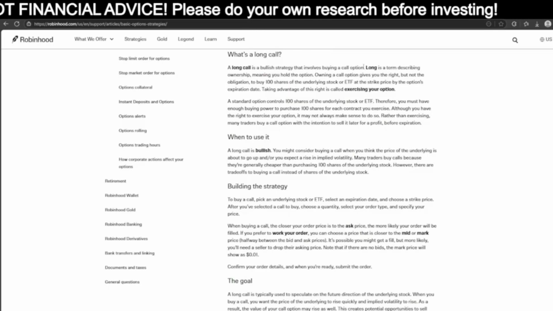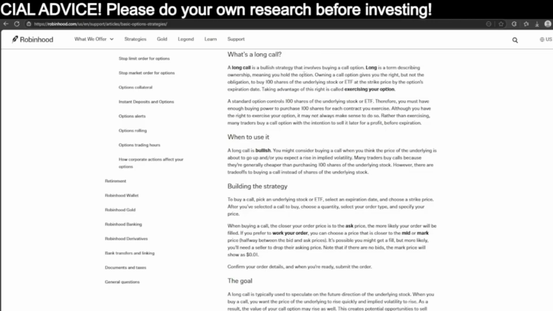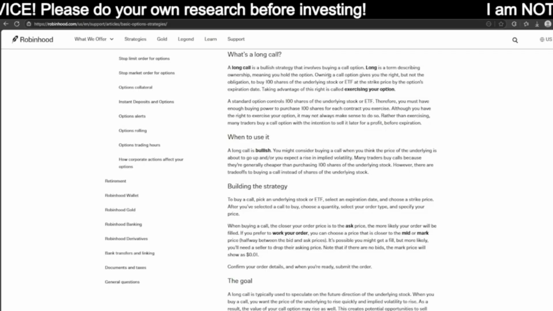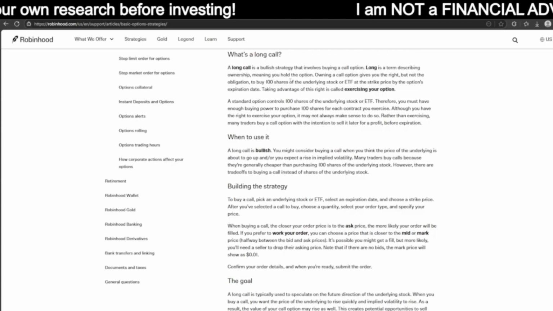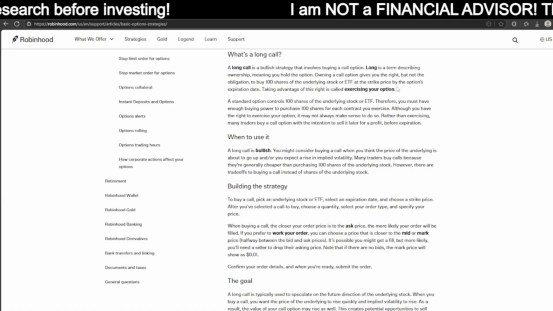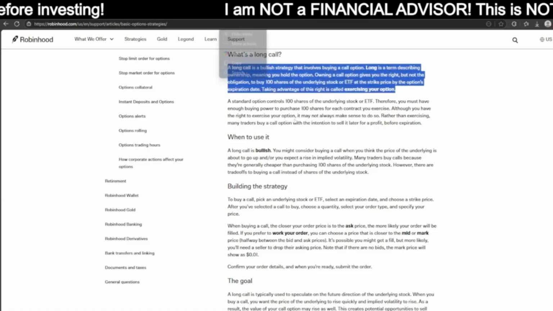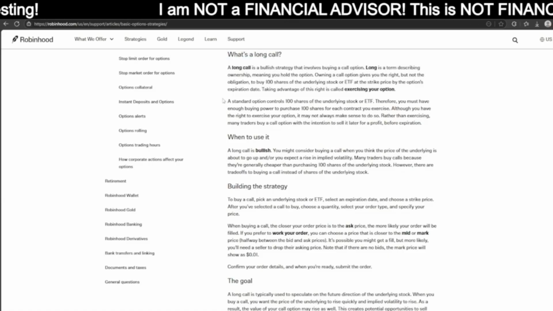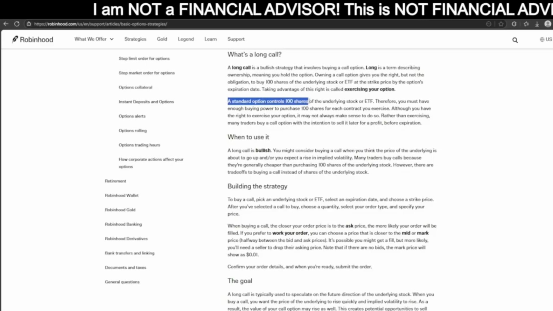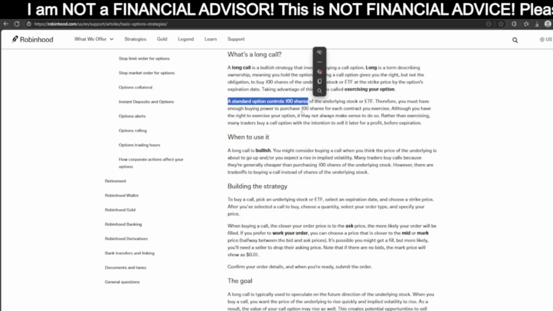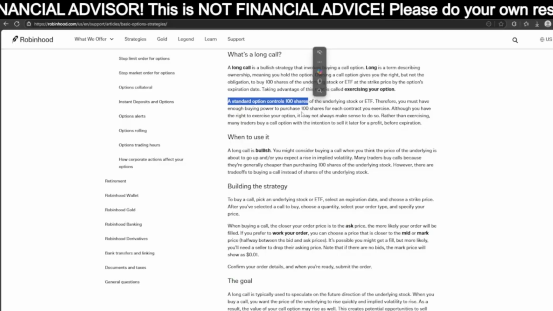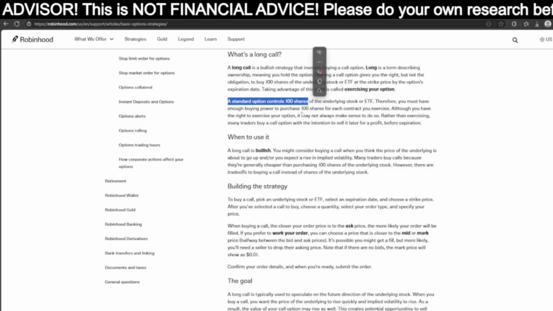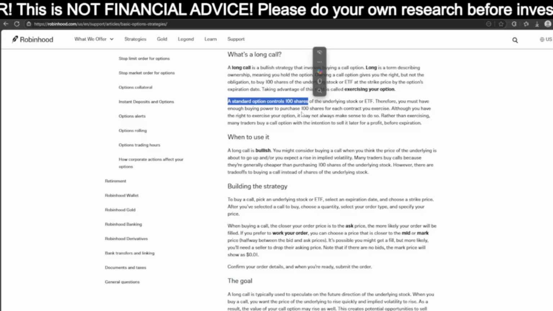Okay. So long is describing an ownership, meaning you hold the option. Owning a call option gives you the right, but not the obligation, to buy 100 shares of the stock at the strike price by the option's expiration date. Again, a lot of words that are going on here. So one thing to make sure that they talk about here is that an options contract gives you control of 100 shares. So it's not just one share, it's 100 shares worth of the stock.